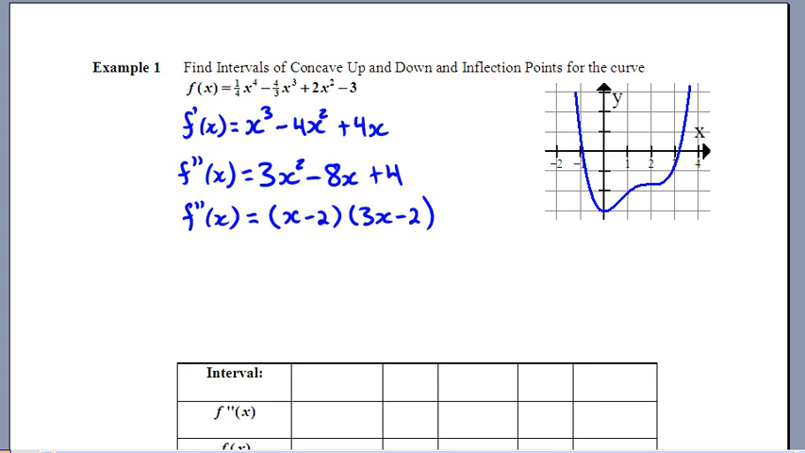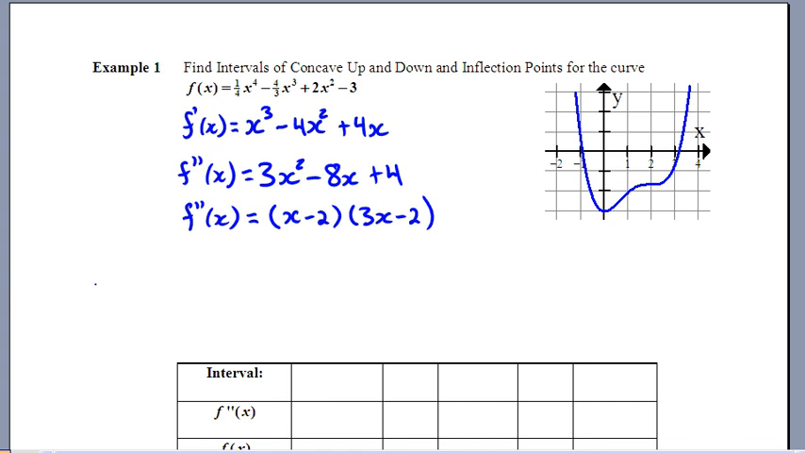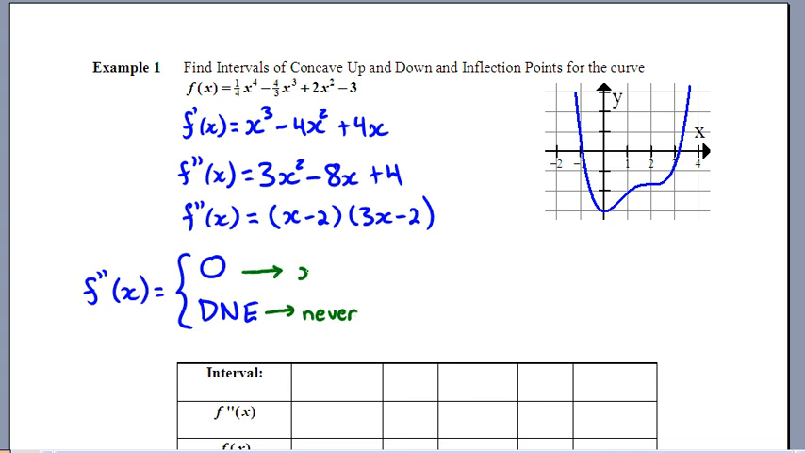And so I would want to take a look at places where the second derivative is 0 or doesn't exist. Just like we did with critical points, I'm now doing this with the second derivative. And I'm wondering, is there any way I can make it 0? Is there any way I can break this thing? And I can't break it because it's just a nice, beautiful polynomial. So this is a never. It's not like there's a fraction there with division by 0. But I can make the second derivative equal to 0. And that would be if x is equal to 2/3 or if x is equal to 2.